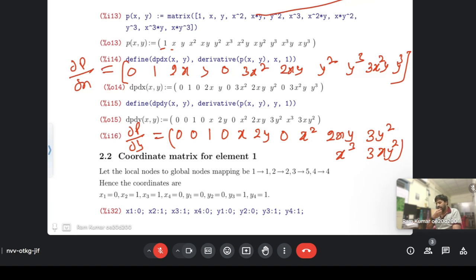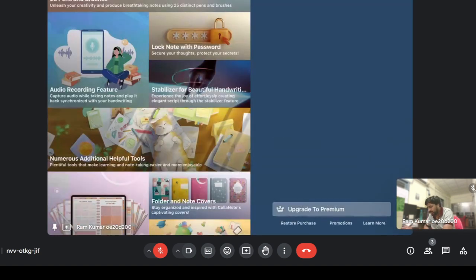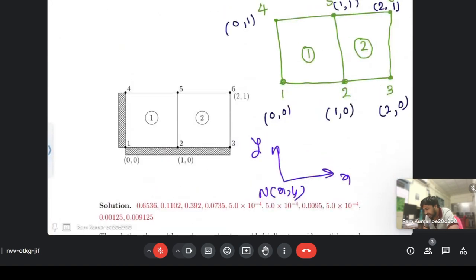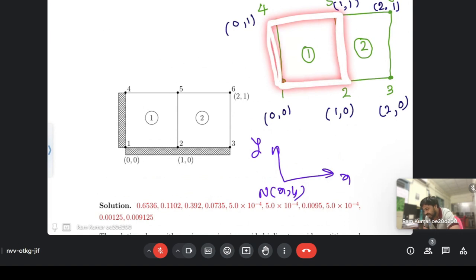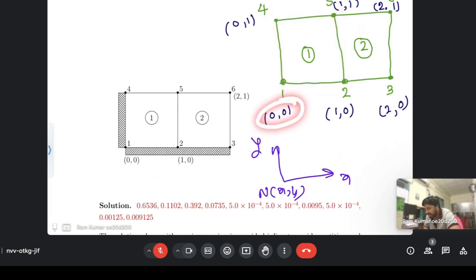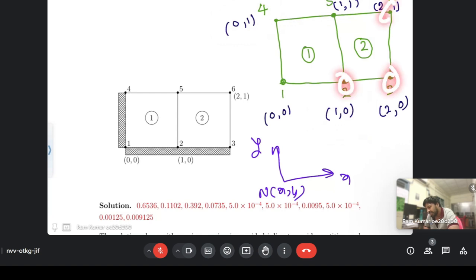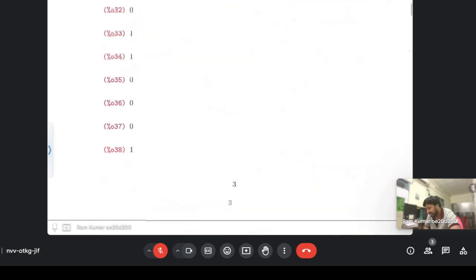And now coordinates for element 1. We already defined the coordinates for element 1. So this is our element 1. x1, y1 for element 1 is 0 comma 0, then x2, y2 is 1, 0. Then this is x3, this is x4. For the second element, x1, y1, x2, x3. Okay, so now we are going to write this in this form.